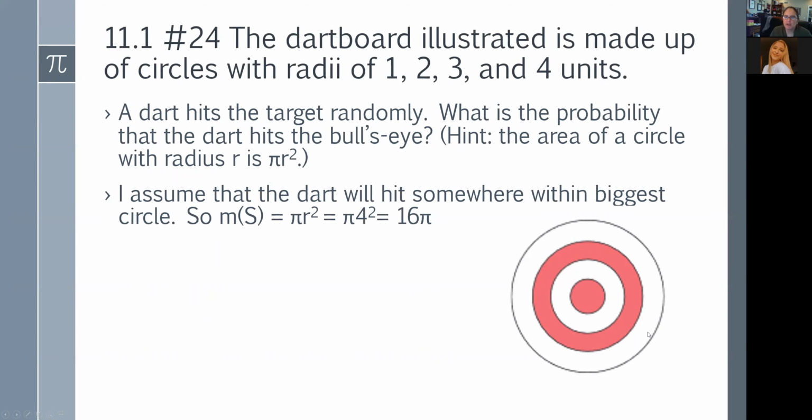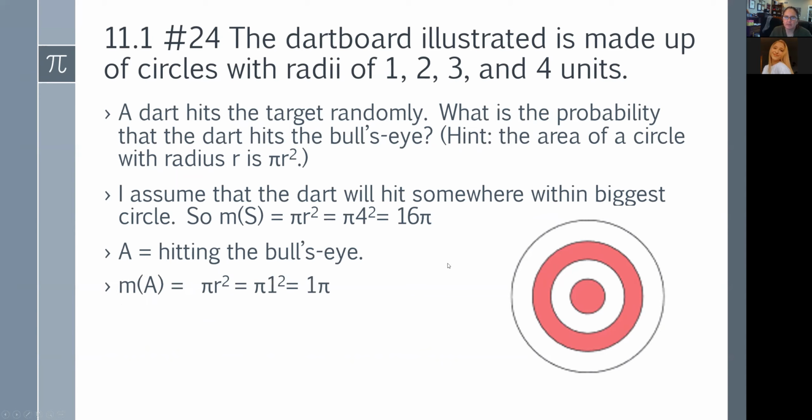So I'm going to assume that it will hit somewhere within the biggest circle. So the entire sample space is the total area of the largest circle, which is 16 pi. Event A is hitting the bullseye in the middle. The measure of A is the area of this small circle, which comes out to be 1 pi. The probability of A is going to be the measure of A divided by the measure of S. So we have 1 pi over 16 pi, and that reduces down to 1/16.